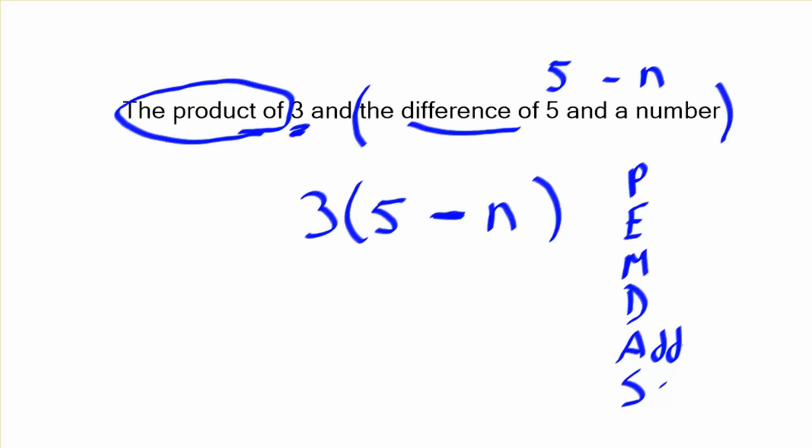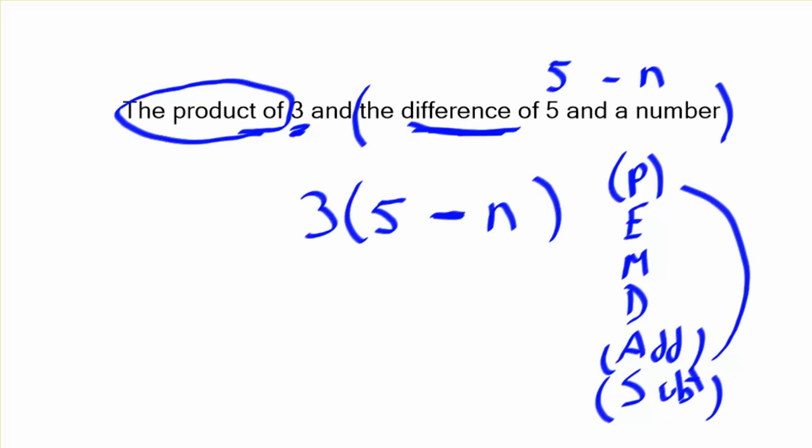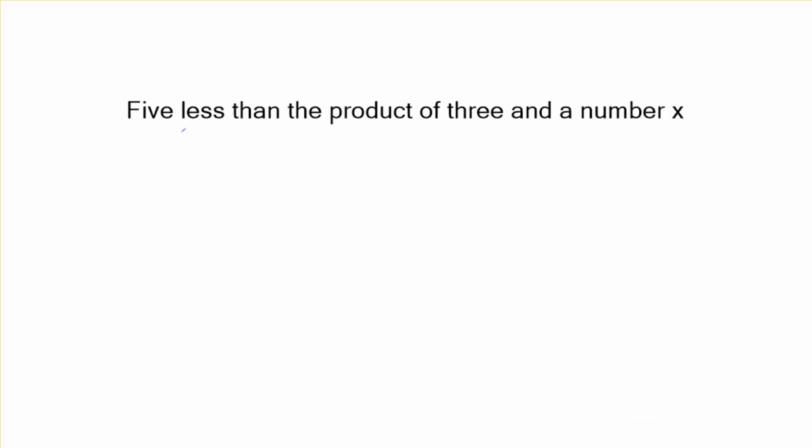Now, the reason why we're using these parentheses is because we're supposed to do subtraction last, but I don't want that. I want the difference so I can then multiply it times 3. That's why I'm using those parentheses. Find the difference, and multiply it times 3. Let's try another one.